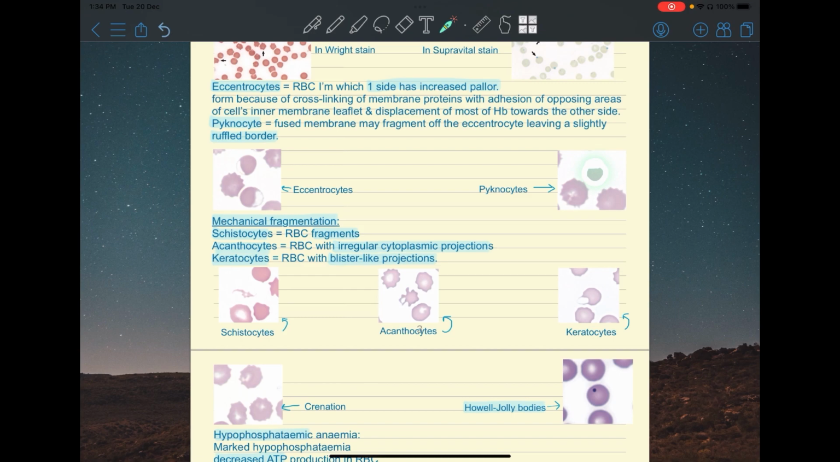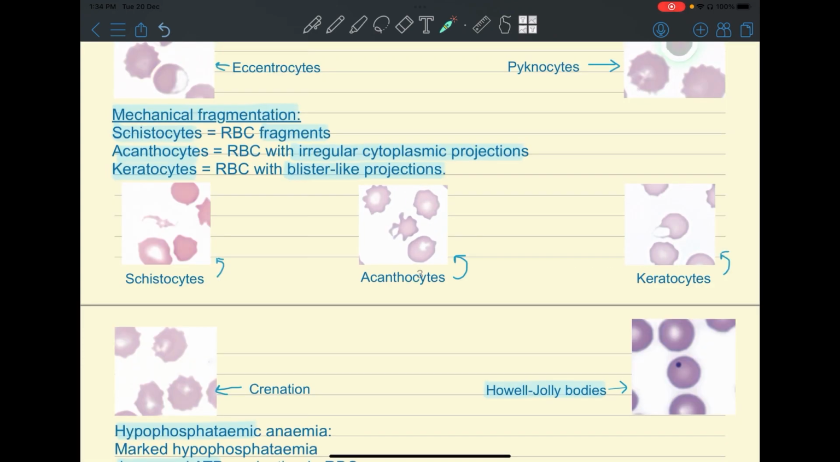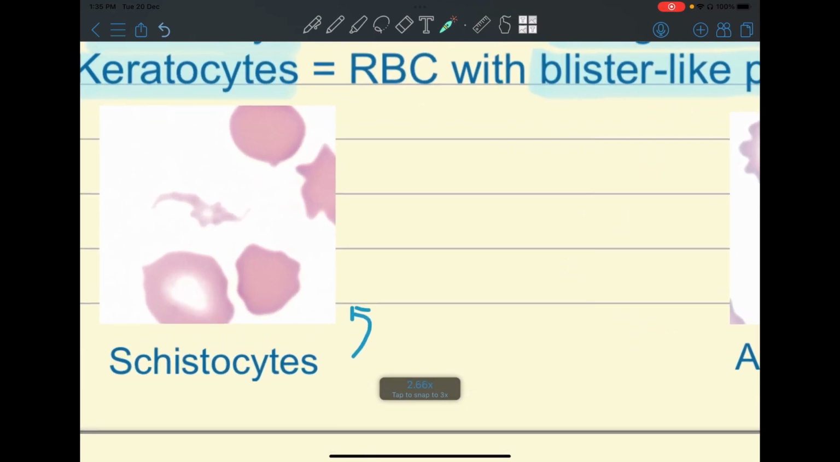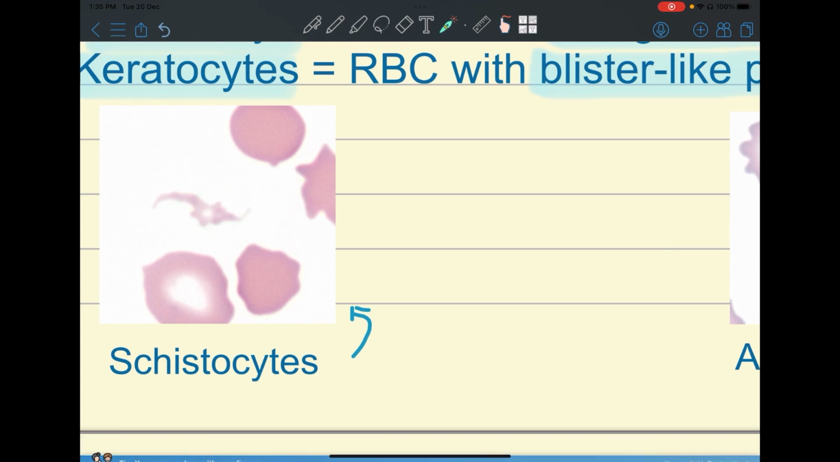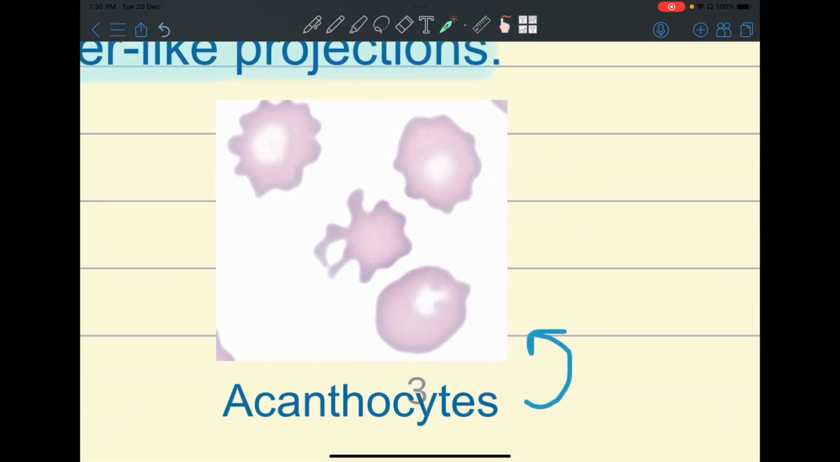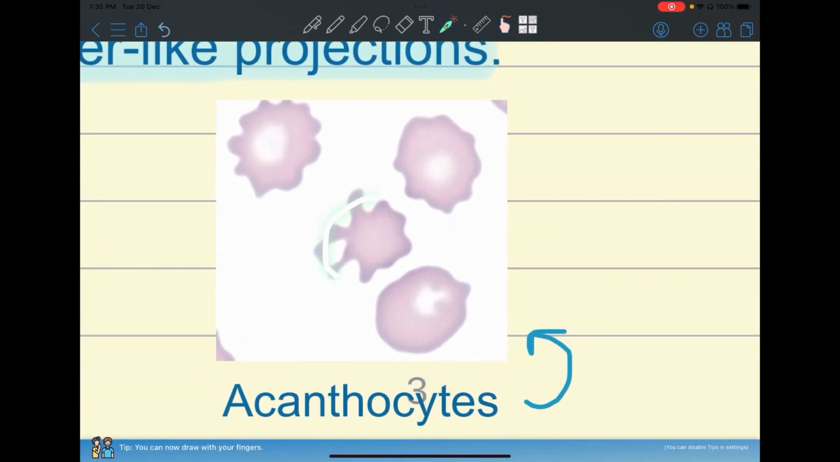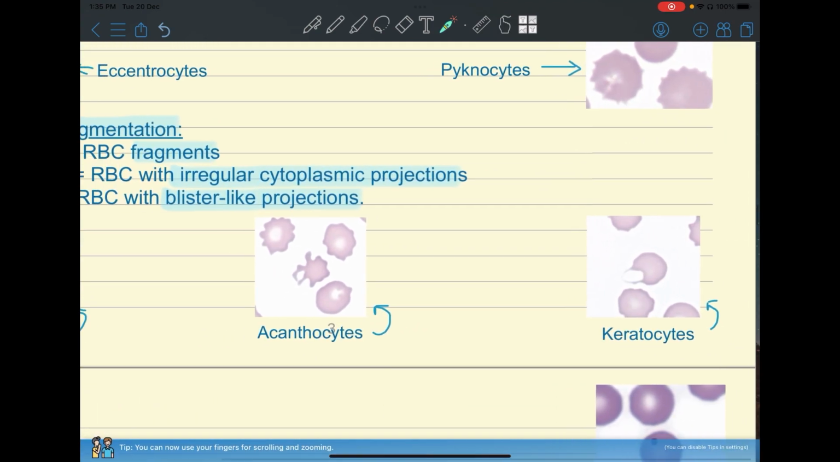Then mechanical fragmentation. In this case, there are three main things that we see: schistocytes, acanthocyte, and keratocyte. So what are schistocytes? They are RBC fragments, just like this. You can see this is an RBC fragment. Then we have acanthocyte. They are RBC with very long irregular projections. This is an acanthocyte.